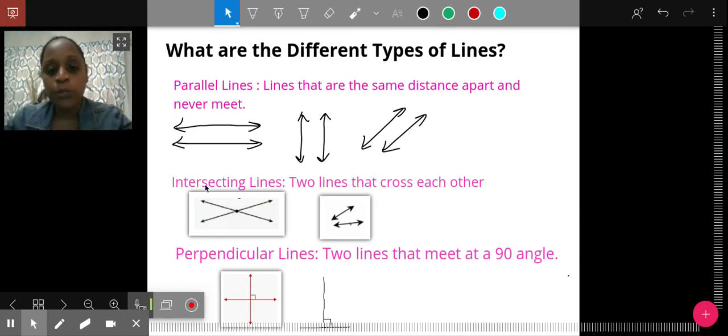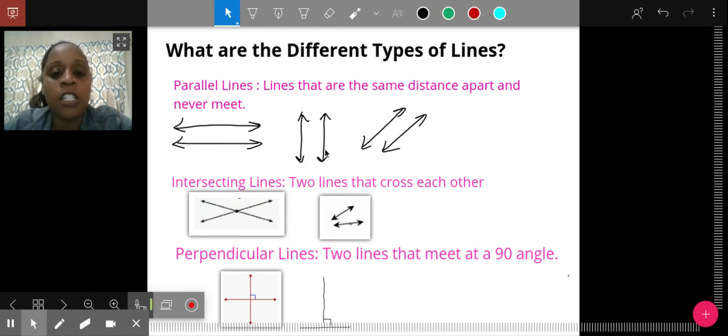So we're going to review those lines because you're going to have to apply those concepts to understanding the properties of quadrilaterals. So parallel lines you learned about on Tuesday, that they are lines that are the same distance apart and they never meet. So here I have 3 examples of parallel lines. You can see in this first example, the lines are ongoing and they never touch.